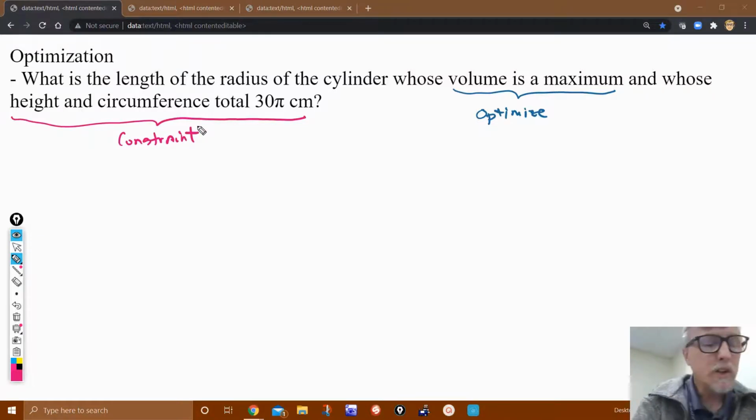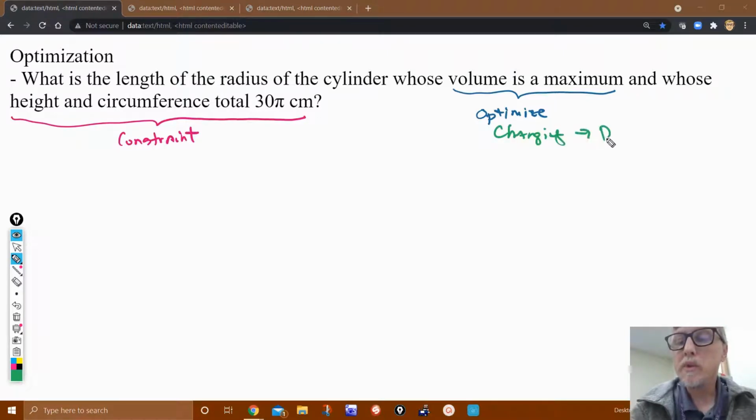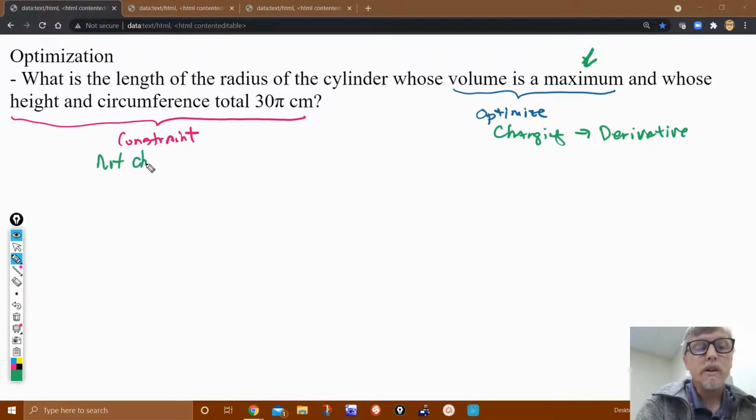Okay, so what's happening is this is going to be changing, which means we're going to do a derivative and find a maximum from our derivative using the first derivative test. The constraint is not changing, and we're going to use that to simplify our equation to be optimized. First of all, we're talking about the volume of a cylinder, and we know the volume of a cylinder is pi r squared h.